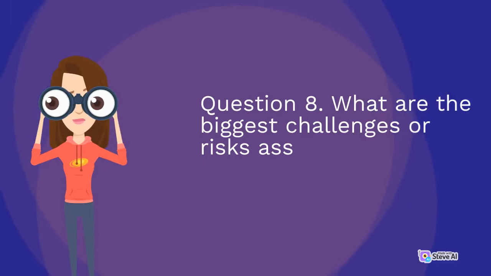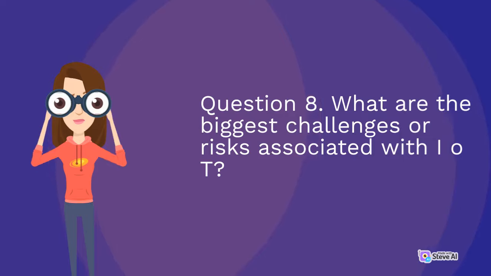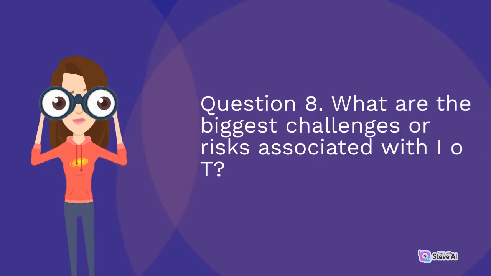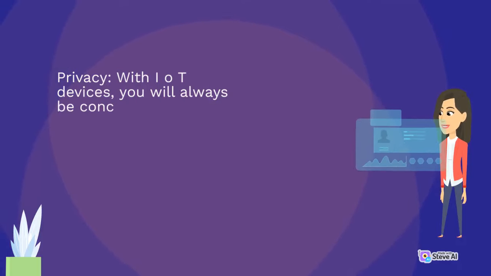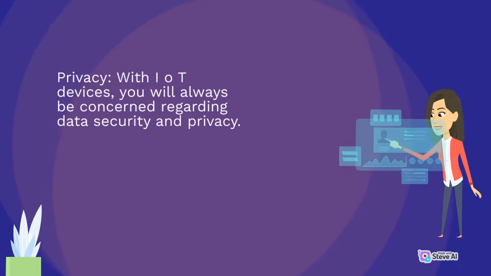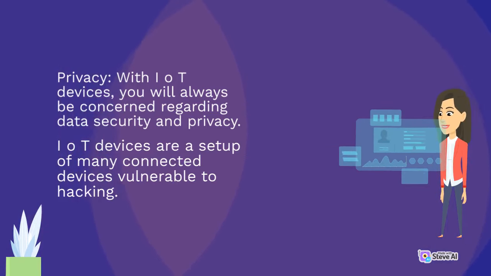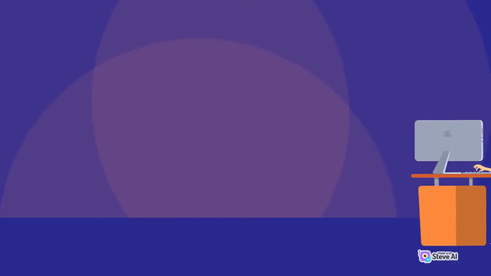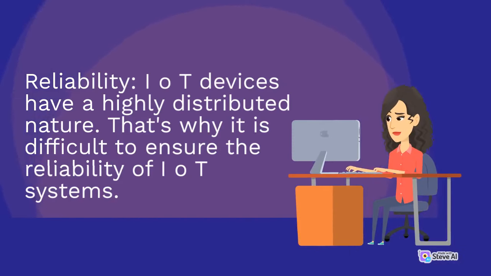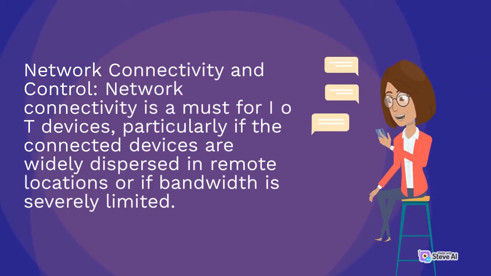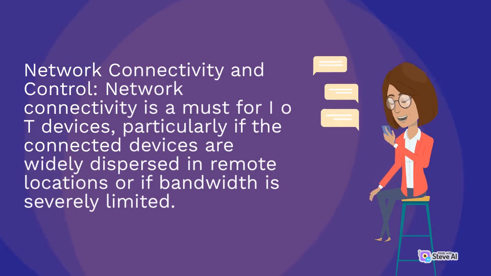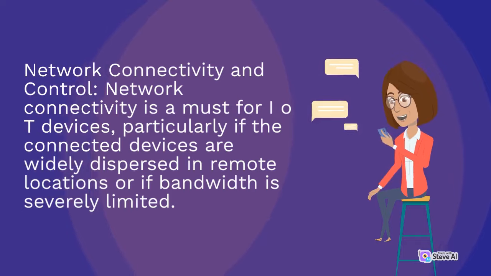Question 8. What are the biggest challenges or risks associated with IoT? Privacy. With IoT devices, you will always be concerned regarding data security and privacy. IoT devices are a setup of many connected devices vulnerable to hacking. Reliability. IoT devices have a highly distributed nature. That's why it is difficult to ensure the reliability of IoT systems. Network connectivity and control. Network connectivity is a must for IoT devices, particularly if the connected devices are widely dispersed in remote locations or if bandwidth is severely limited.